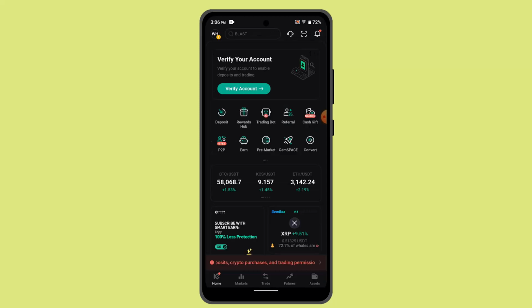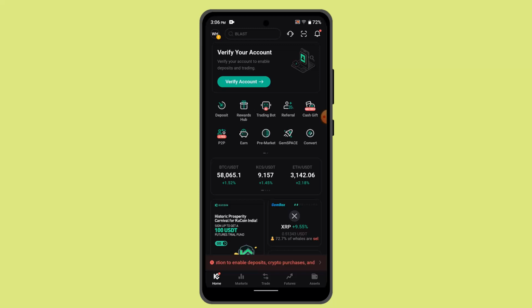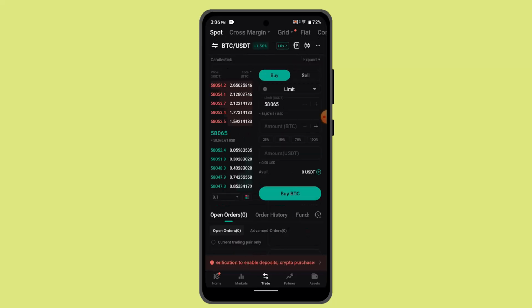If you're unable to find it, you could go to the home page and press the profile icon from the top right. So from the home page, you should be able to locate the spot trading. So if you go to the trade button, you should be able to locate the spot trading, and here you need to familiarize yourself with the spot trading interface.